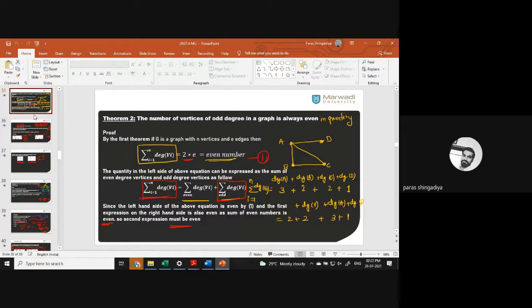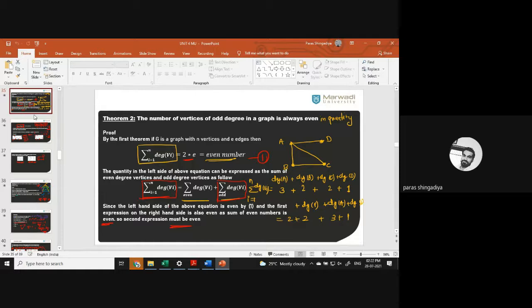Okay, and plus, now find the collection of odd degree vertices. So it is 3 plus 1. So make a pair of 3 plus 1. Clear? Collect such vertices with odd degree. That is A and D here, and find such vertices with even degree. It is B and C.